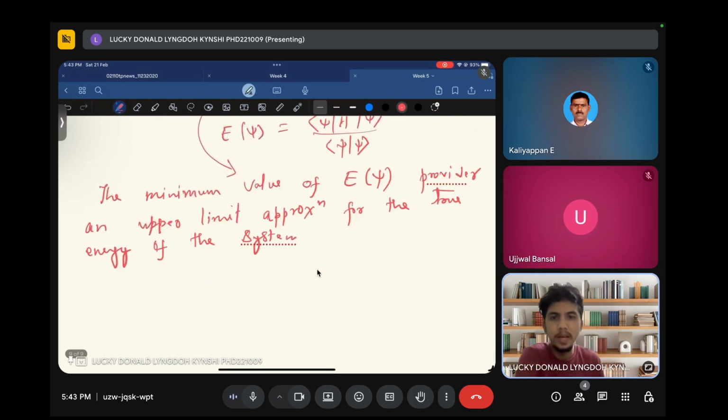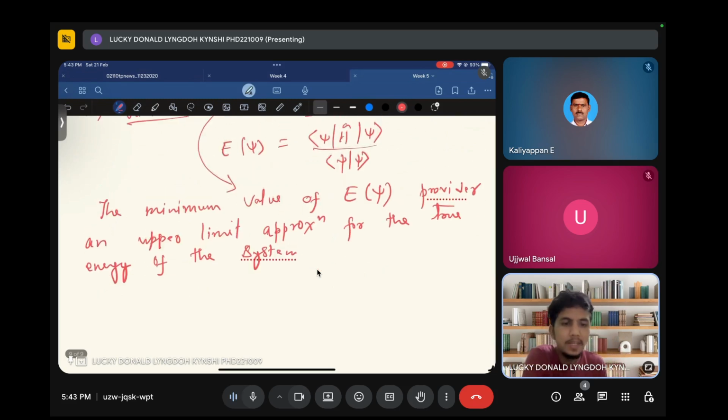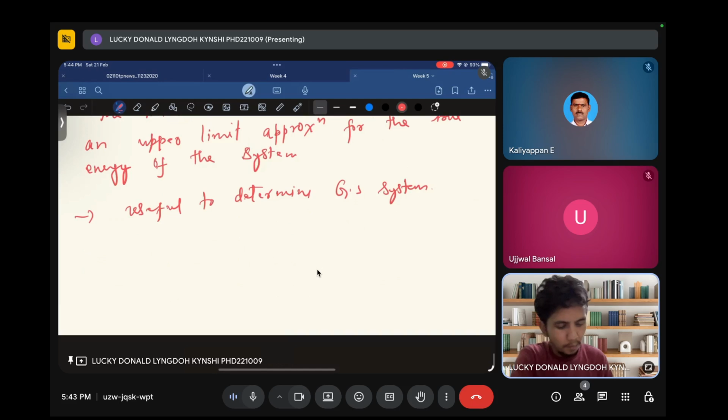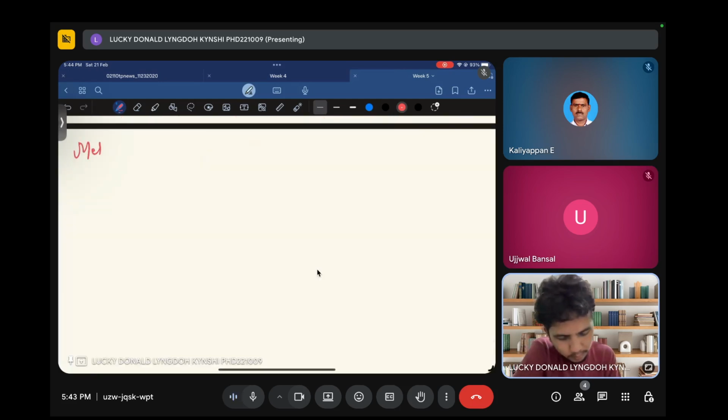Okay, we will see how we solve it. But the idea is that we don't solve the Schrödinger equation directly; instead we assume a wave function, and then we solve for the minimum possible value of the energy. And this is useful to determine the ground state of a system. Okay, so how do you do the method? If a problem is given, how do you solve it?